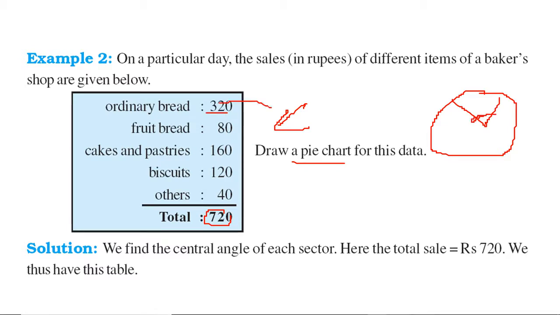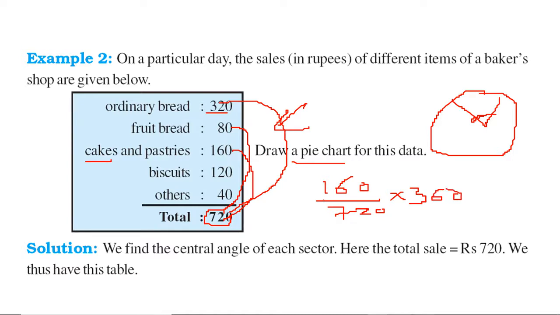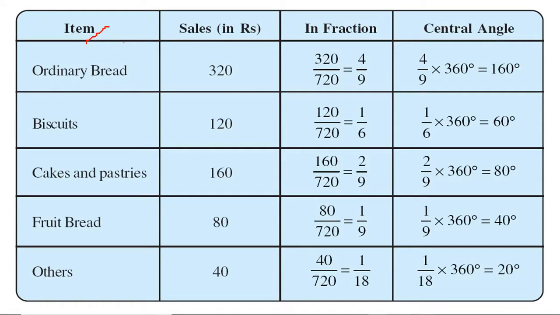So we are basically interested in what angle we have to give to each of them. It's quite easy: 320 by 720 into 360. 80 by 720 into 360. 160 part of 720 is the part taken by, say, cake and pastries, and in order to get the angle, you just have to multiply by 360. So what we do here is make a table. We give the item here, sales here, and the fraction, that is 320 by 720, 120 by 720, 160 by 720, like this. These are the fractions, and we just have to multiply each fraction by 360 degrees to get the angles, right?